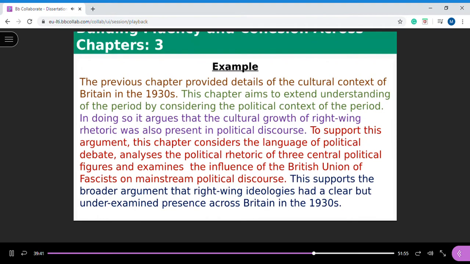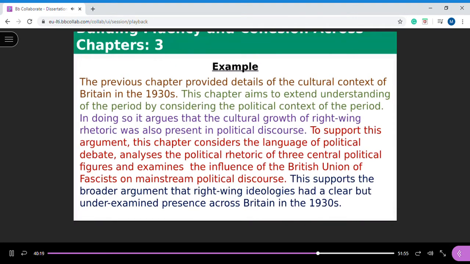So it opens with an overview of what the previous chapter did. It says, the previous chapter provided details of the cultural context of Britain in the 1930s. It then provides a link to this chapter whilst clearly stating what this chapter examines. This chapter aims to extend understanding of the period by considering the political context of the period. It then puts forward the central argument the chapter will make. In doing so, it argues that the cultural growth of the right-wing rhetoric was also present in political discourse.